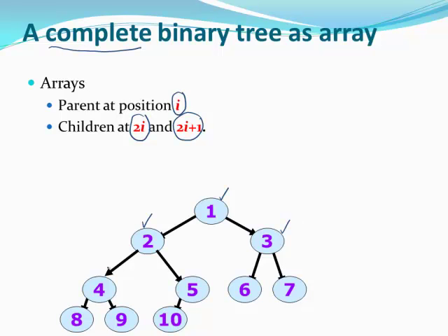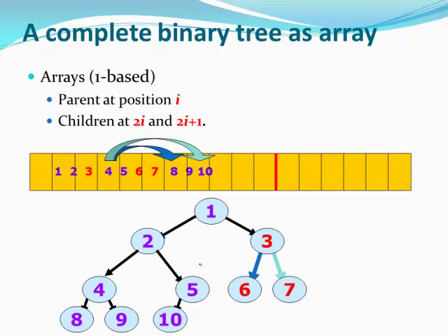If 2 is the parent, then 2 times 2 is the left child, and 2 times 2 plus 1 is the right child. So it seems like we have a unique representation in terms of representing a complete binary tree as an array. This shows more graphically what we're talking about: parent at position i, children at 2i and 2i plus 1.